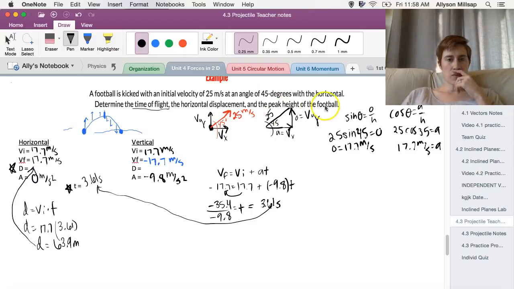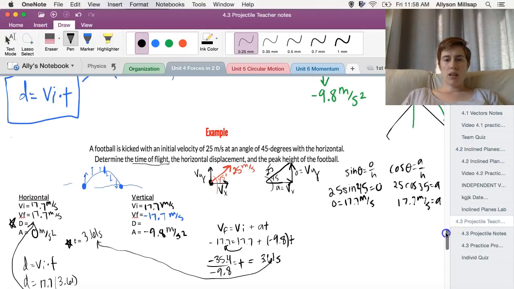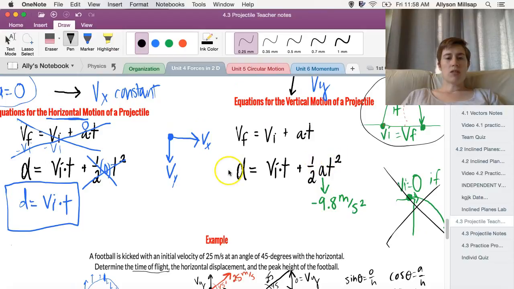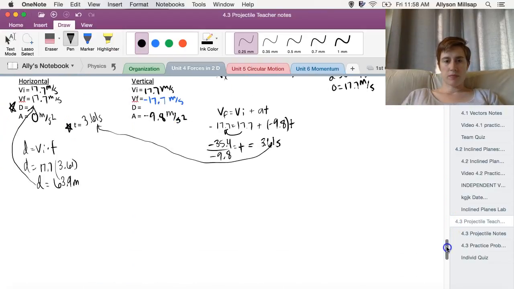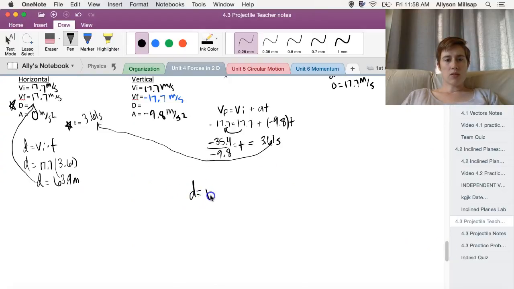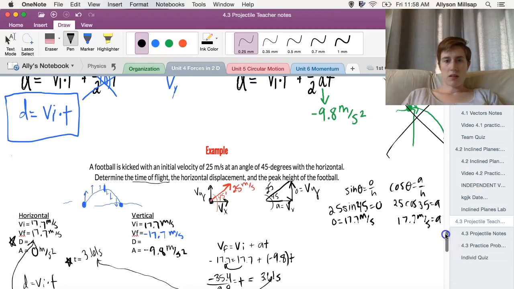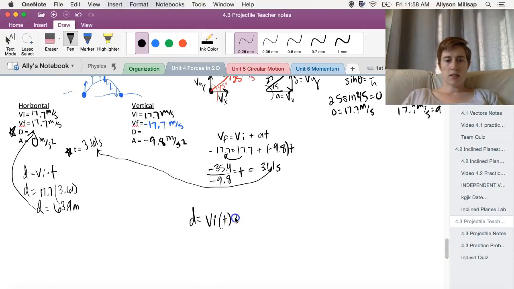Now they did ask for a third one, the peak height of the football. The peak height is the distance vertically. I mean, height is vertical. So we need to use a vertical formula. We need to use this vertical formula because it has D in it. So let me write it out down here. D equals VI times T. I think it's times T. Yep. Plus half of A times T squared.